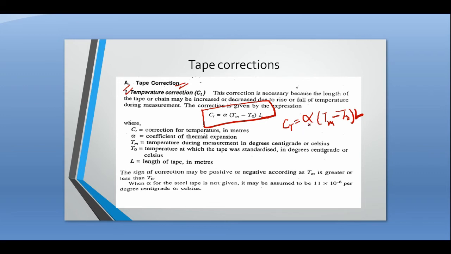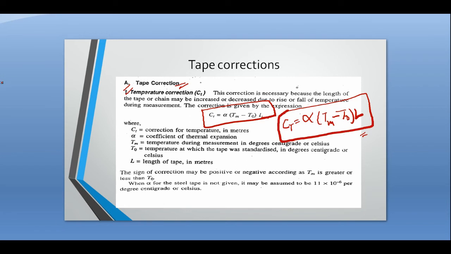It is based on the material, that is, what type of material we use for a chain or a tape. Tm is the temperature during the measurement in degrees Celsius, the measured temperature while we are doing the survey. T0 is the standard temperature, given in degrees Celsius, and L is the length of the tape in meters. This is how we do the correction for temperature. This error can be positive or negative, depending on which value is greater. If the measured temperature is greater, then obviously it has a positive error, and if the standard temperature is more and the measured temperature is less, then obviously the correction will be negative.